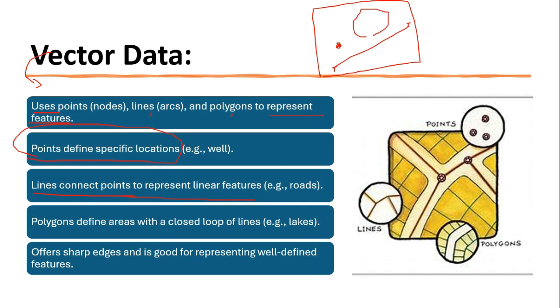So any lake that has an enclosed boundary can be represented as a polygon. This is how, using point, line and polygon, we can represent just about any location that falls within spatial data. So this is all about vector data.